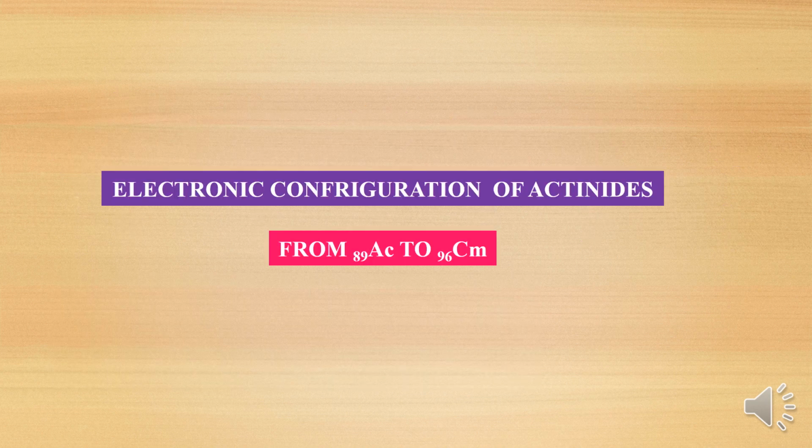Now, we'll move on to the electronic configuration of actinides. Electronic configuration of actinides, that is actinium to curium, atomic number 89 to 96.